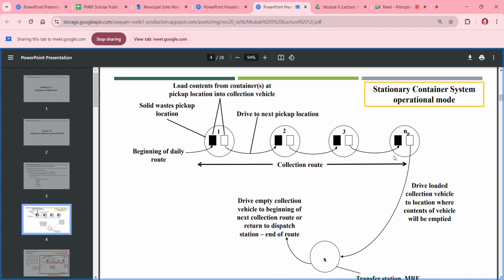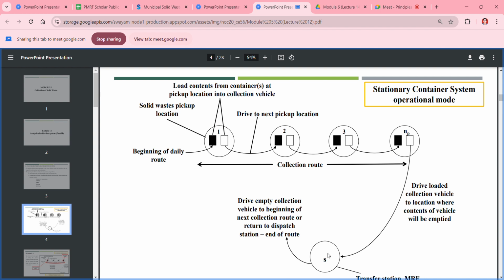We can pick up 1 meter cube of waste from each site to fill that haul truck up to 6 meter cube, and then we will drive back to the transfer station or disposal site.